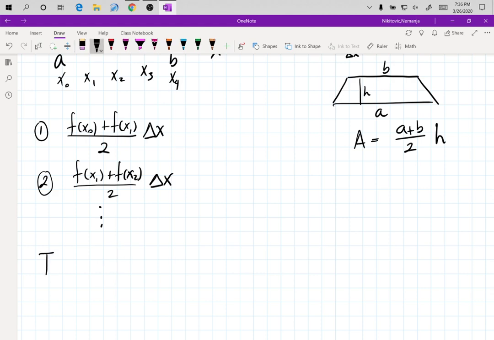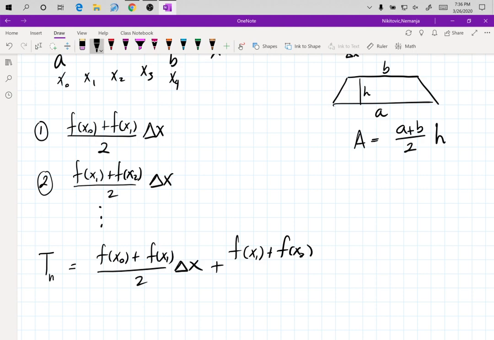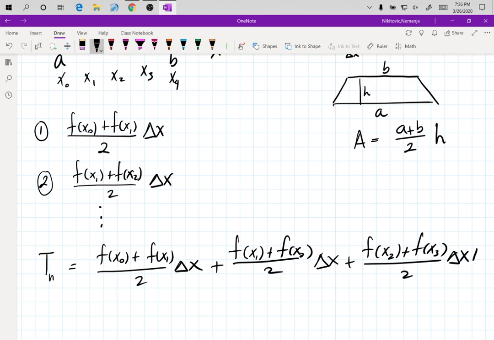So the trapezoid formula for this would be f of x0 plus f of x1 over 2 delta x plus the next trapezoid, which is f of x1 plus f of x2 over 2 delta x plus f of x2 plus f of x3 over 2 delta x plus, and we're going to go until we run out of the trapezoids. It's not infinite. I'm going to put that in blood over here.